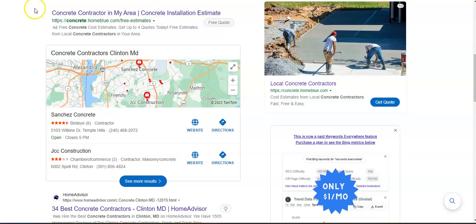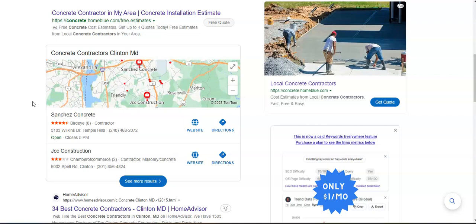So I want to go over a couple of things here. I want to talk about some services that we offer and what you could be looking for. To start, I went and Googled Concrete Contractors Clinton, Maryland. And this area right here is what's called the Map Pack. The top two listed here are the ones that receive a lot of work because they're super easy to find and they're listed right away.